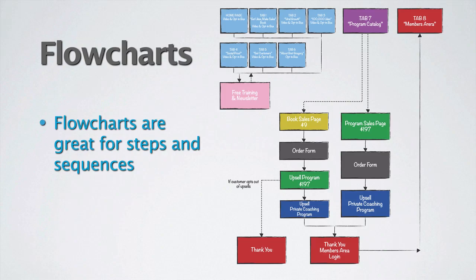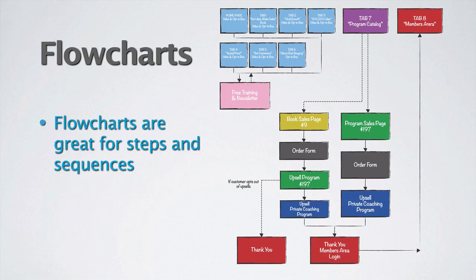And on the upper left, we have the home page and the tabs, and then all of those flow to the free training and newsletter. Then there's a program catalog that flows into the book sales page or the upsell program, or the, ultimately to the thank you page and the members area.